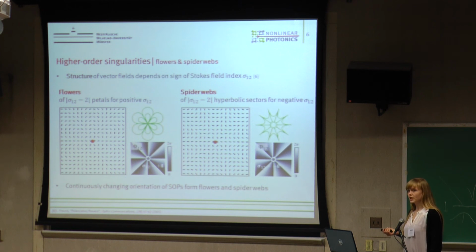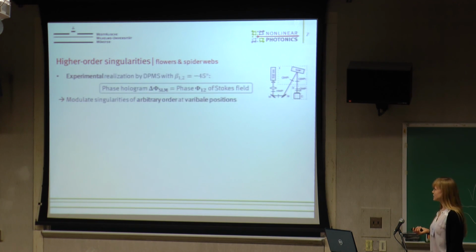Okay, if we now want to experimentally realize these vector fields, we use a special setting for our dynamic polarization modulation system. If we use -45 degrees for both of our quarter wave plates, the phase hologram which we are giving on the SLM is equal to the phase of the complex Stokes field which we are measuring in the transverse plane. So we can now directly modulate our complex Stokes field, so we can directly choose which kind of singularities we want to have. We can choose the order, position, and the shape of the vector field.